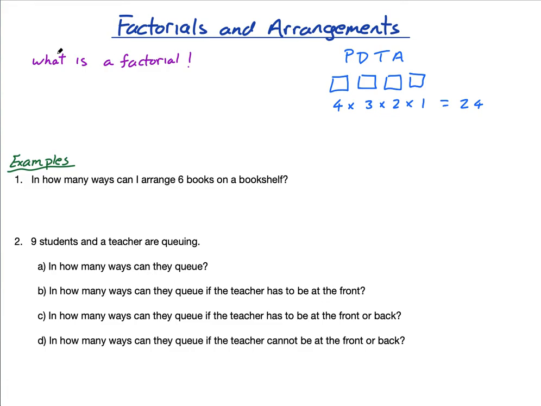Now here I've written this question, what is a factorial? This is not a typo, this is actually a little pun. This is the symbol for factorial. So 4 factorial, what that actually means is 4 times 3 times 2 times 1, which is 24. 5 factorial is 5 times 4 times 3 times 2 times 1. 10 factorial is 10 times 9 times 8 all the way down to 1.